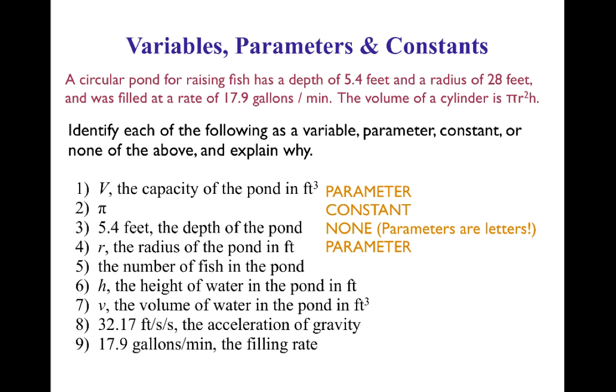None. It's closest to what? It would be variable, right? So it would be none because there's no letter. But if we said F was the number of fish in the pond, then F would be the variable, taking on the number of fish as that changed. Okay? The height of water in the pond in feet, H.